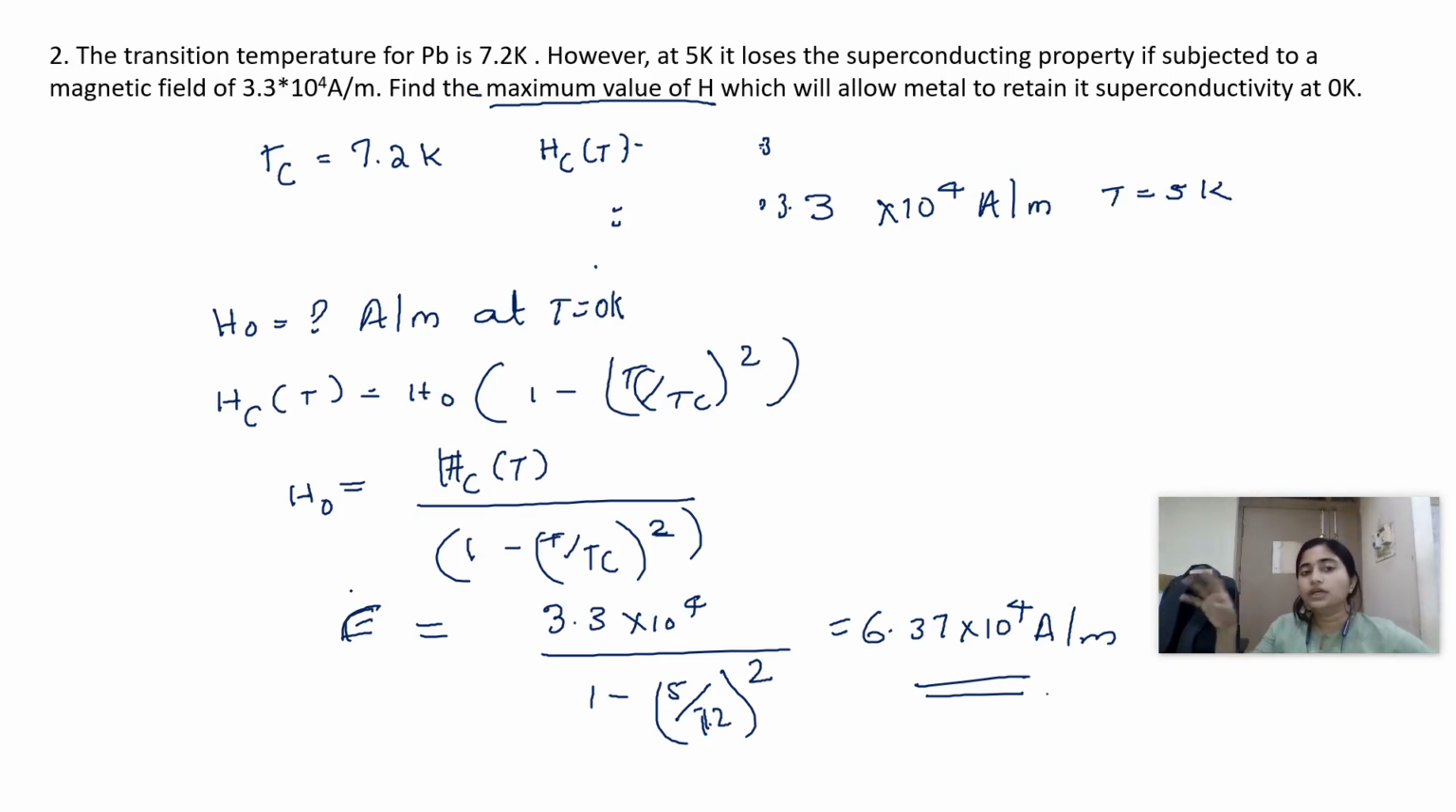For that, the parameters are already given: Tc is given, and Hc of T is given at T equal to 5 Kelvin. Now, at 0 Kelvin, what will be the H value? For that we have to use the same formula, but here you have to find the H0 value. So H0 will be Hc of T divided by 1 minus T divided by Tc whole square. From there you substitute the values of Hc of T, T and Tc, and find the answer for it.